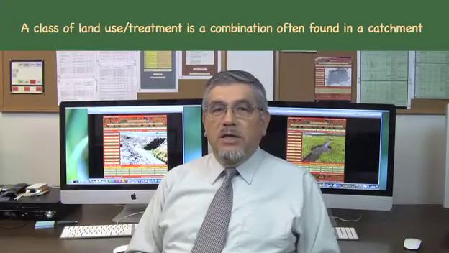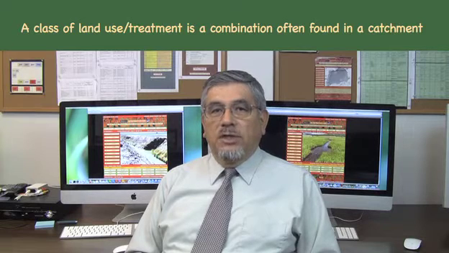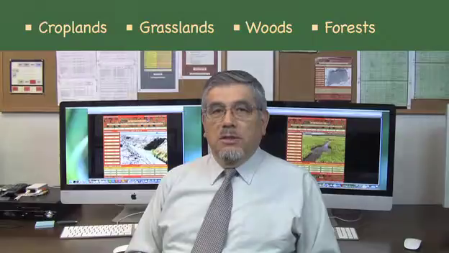A class of land use and treatment is a combination often found in a catchment. The curve number method distinguishes between croplands, grasslands, woods, and forests. Standard curve number tables are available for various land use and treatment classes.